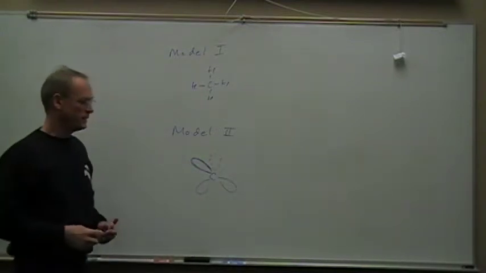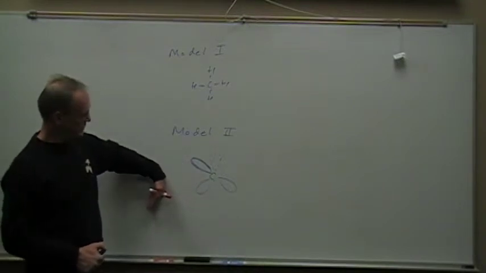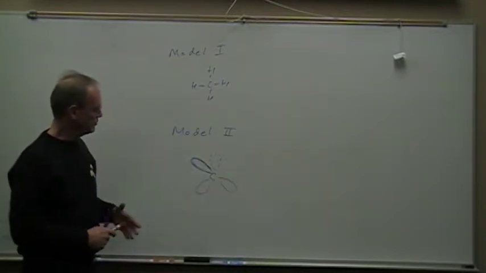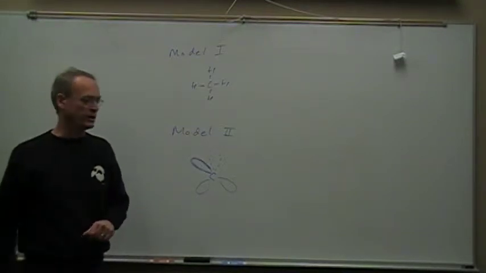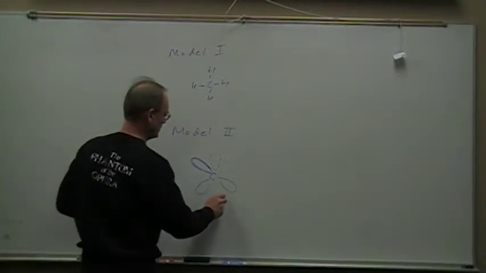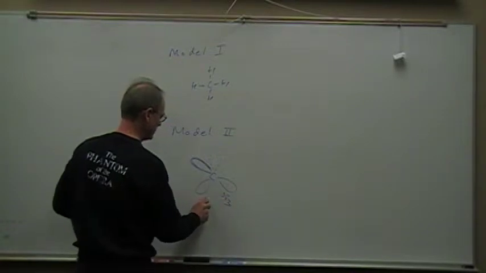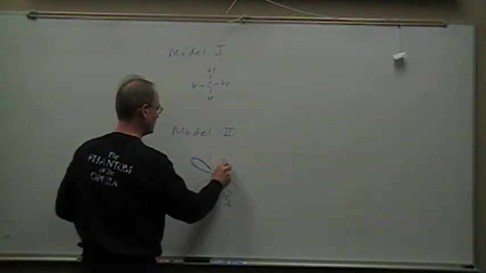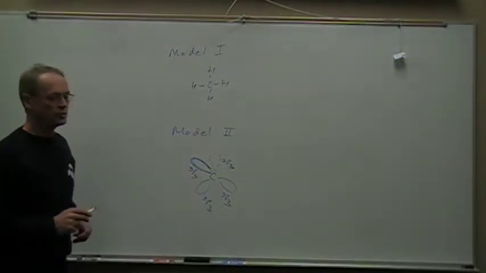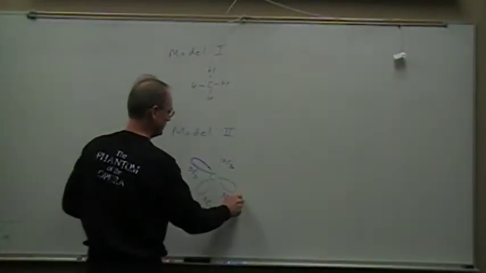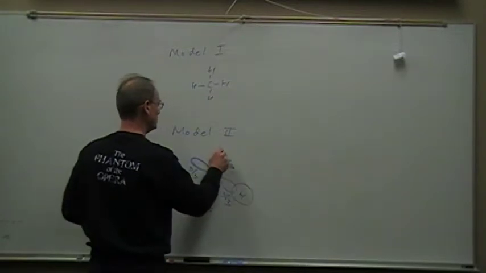arranged tetrahedrally, one pointing down here in the plane of the blackboard, one pointing down there in the plane of the blackboard, one coming out in front, and one going back behind, all at angles of 109.5. So this is an sp3, another sp3, another sp3, and another sp3. And then of course we have the 4 hydrogens, each one of which has an s orbital.